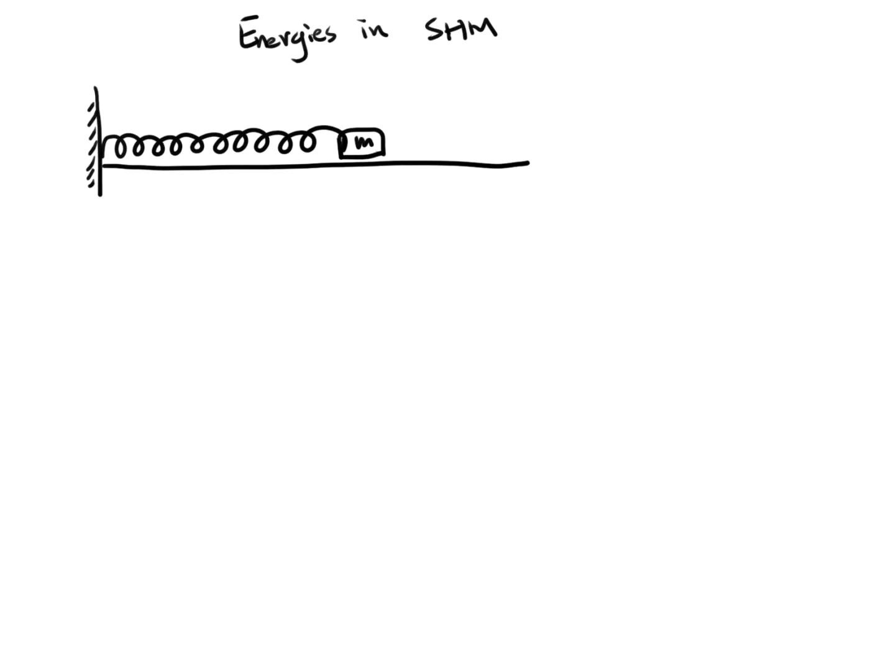So let me suppose that here is the equilibrium position. Let's use this one as the origin of our coordinate system. It's called O, and that's the positive x direction.